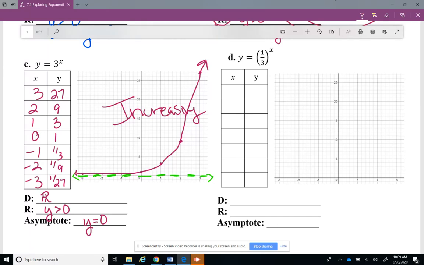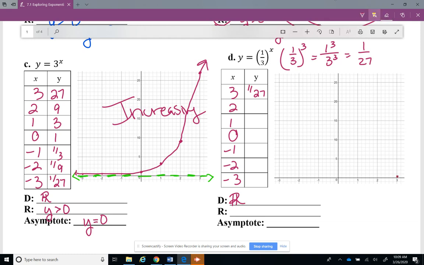I'm going to go ahead and put my domain as all real numbers because I do know that. I'm going to go ahead and put my real numbers in there. 3, 2, 1, 0, -1, -2, -3. 1/3 to the third. That's going to be 1 to the 3 over 3 to the 3, which is 1/27. I'm going to graph it 3 and then barreling up a little bit.